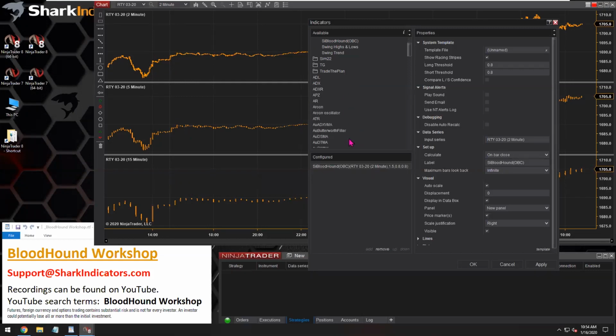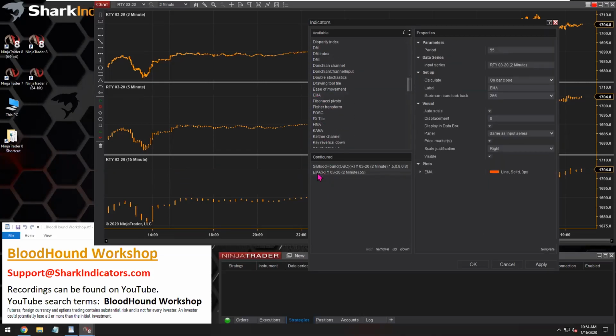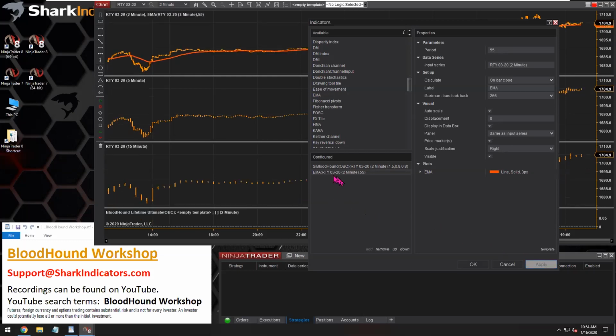Right, so let's just take an example here. Let's say I want to throw an EMA on my chart, right? If I throw this EMA on the chart, I'm not going to get an EMA of the 15-minute, 5-minute, and 2-minute, right? Let's apply that. Right, so you can see my EMA was applied to the first time frame, which was the 2-minute chart, right? I'm not seeing an EMA of the 5-minute. I'm not seeing an EMA of the 15-minute, right?